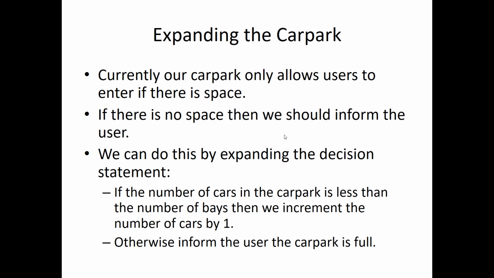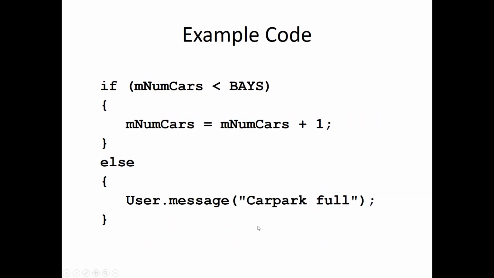But we want to expand it a little bit, because at the minute there's no interface to our system. If the number of cars in the car park is less than the total number of bays, then we just add one on. But if we can't allow a car in, we can't tell the user that the car park is full. So we have to expand it just a little bit more.